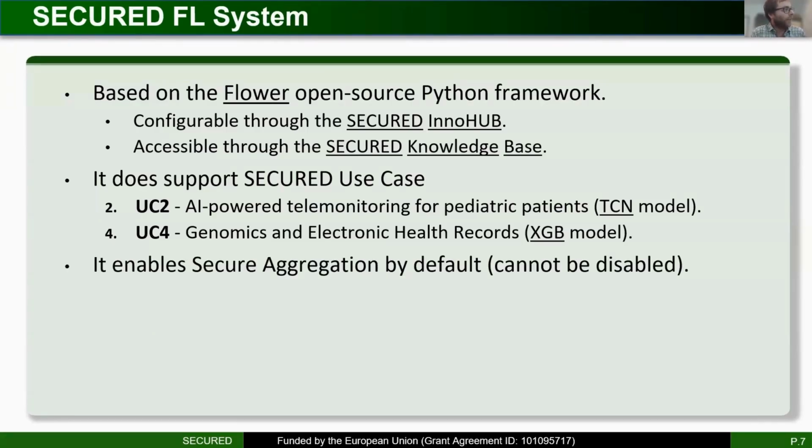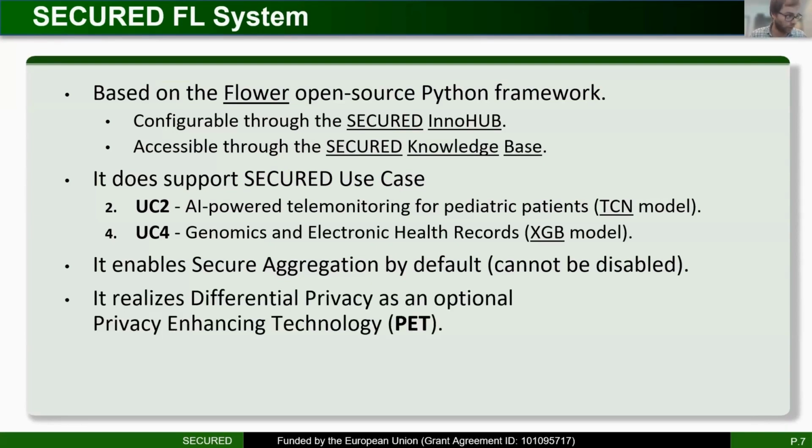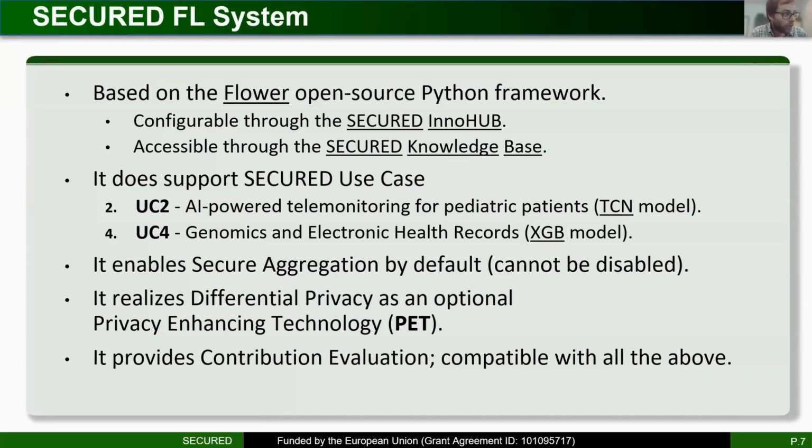So the SECURED federated learning supports secure aggregation by default, so you cannot even disable it. That is the bare minimum of privacy protection. But if you want to have even stronger protection, you can enable differential privacy. Just keep in mind that will cost you accuracy. The final model won't be as good as you hoped for. And finally, there is also contribution evaluation included, which is compatible with these privacy preserving techniques.